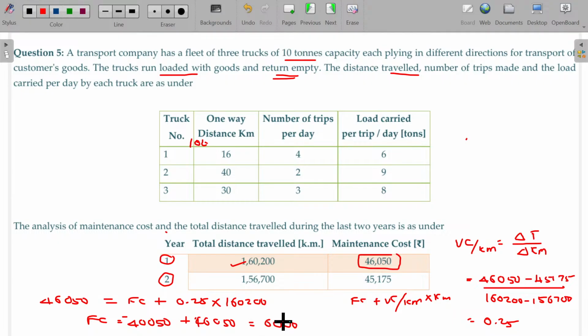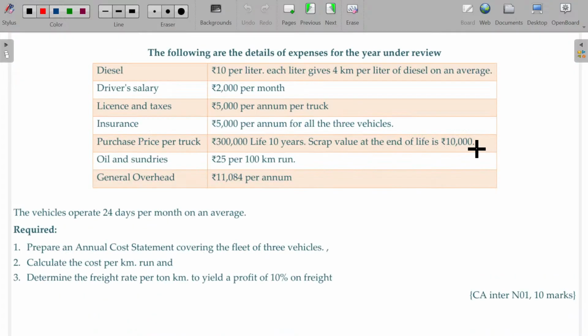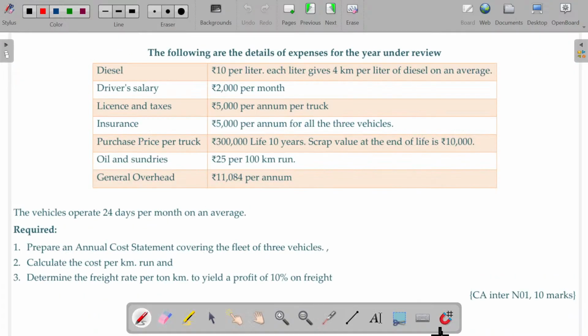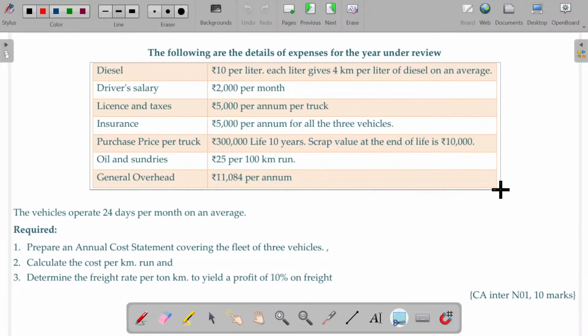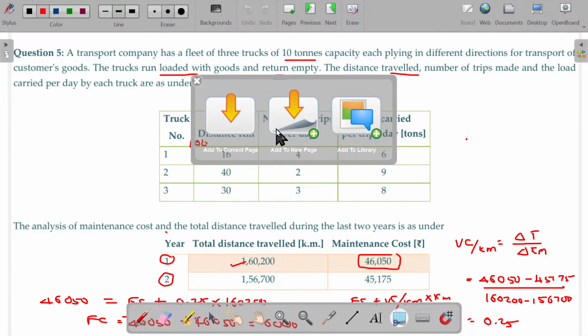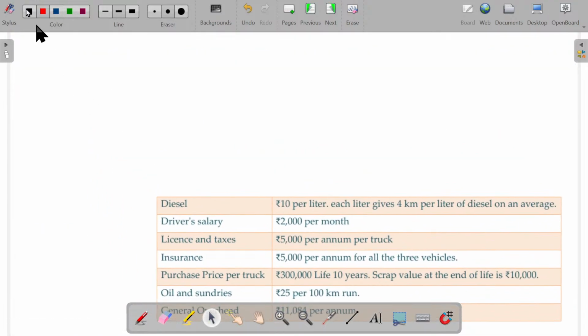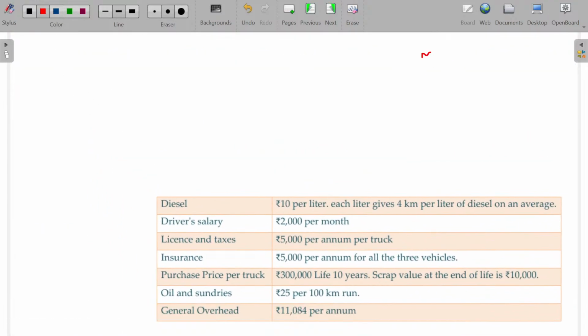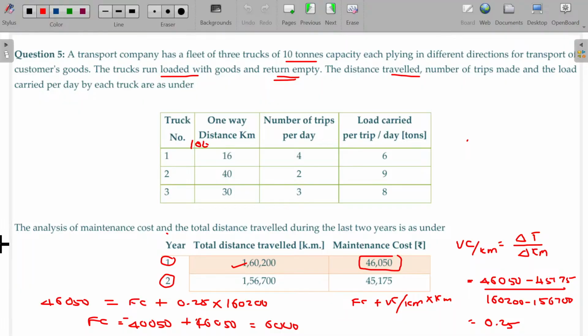So from this it is very clear maintenance cost here being, so these are the other costs also given. In case of maintenance cost, 0.25 per kilometer and another 6,000 constant. Clear?